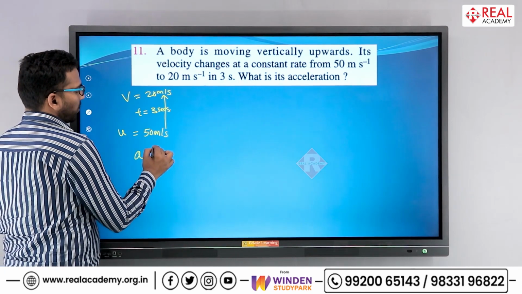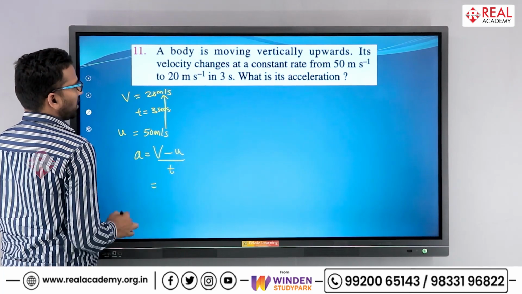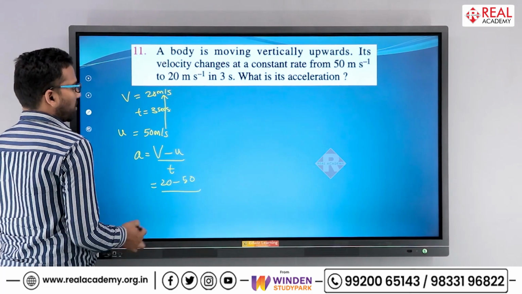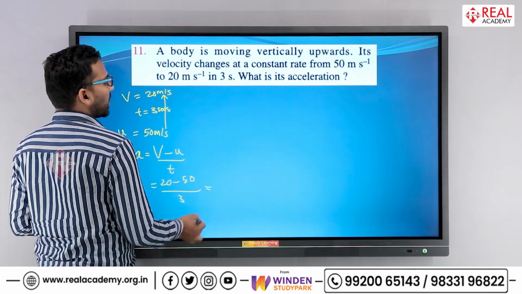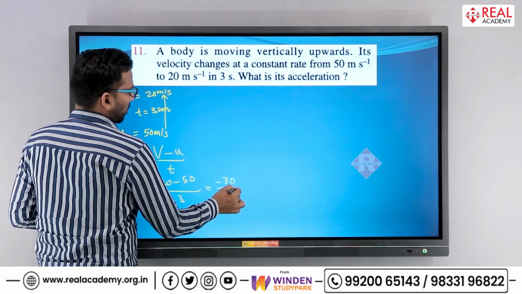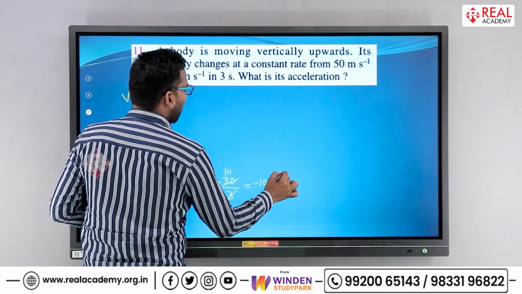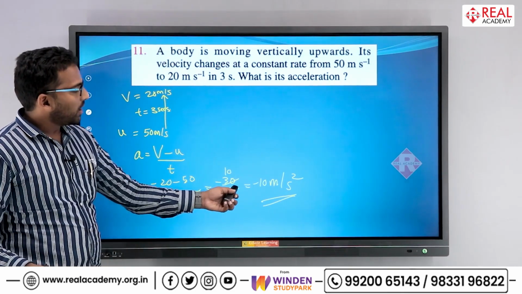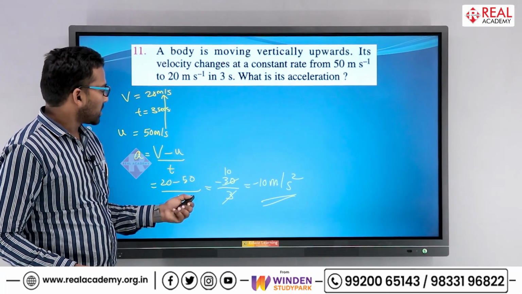So the acceleration formula we all know, that is a is equal to v minus u by t. What is v? 20 meter per second. What is u? 50 meter per second. And what about t? 3 seconds. So what's the answer? 20 minus 50 is minus 30, by 3. So 3 tens are 30. The answer is minus 10 meter per second square. Note down here minus 10.